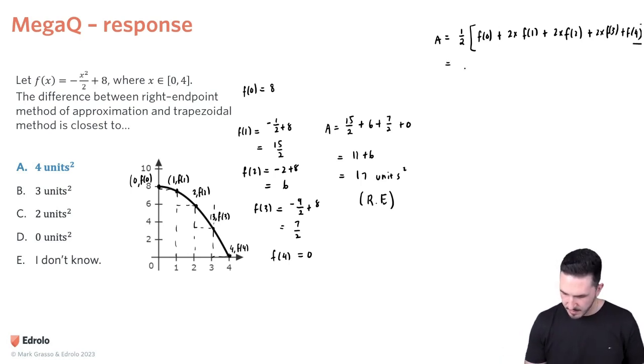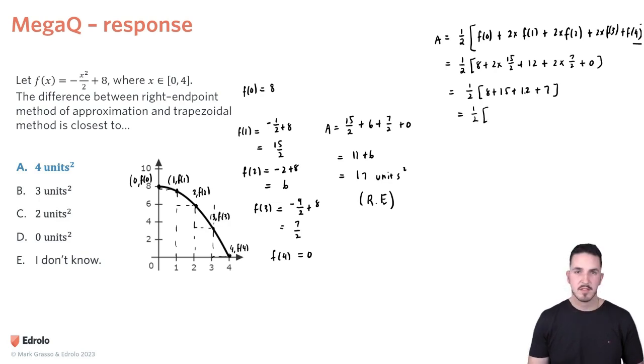And so now we have a half times f of 0, which is 8, plus 2 times f of 1, which was 15 over 2, plus 2 times f of 2, which is 6, so 2 times 6 is 12, plus 2 times f of 3, which is 7 over 2, plus f of 4, which was 0, so plus 0. So this is half of 8 plus 15 plus 12 plus 7, which is equal to, so what's half of 42? 35 plus 7 is 42, which equals 21 units squared.